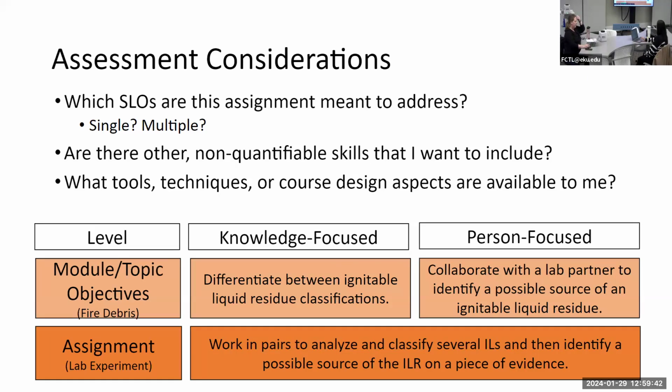So here's some examples of an assessment that I used for this particular module that we've been talking about. I know it's kind of covered up by boxes there at the bottom, so I'll just read it. They would work in pairs. That gives us the collaboration. And they're going to classify several ignitable liquids and then identify a possible source for an ignitable liquid that's already on a piece of evidence. So they're looking at differentiating between these and then applying it to this new piece of evidence to have to align it. And so that's a very practical analysis where they're having to do that.